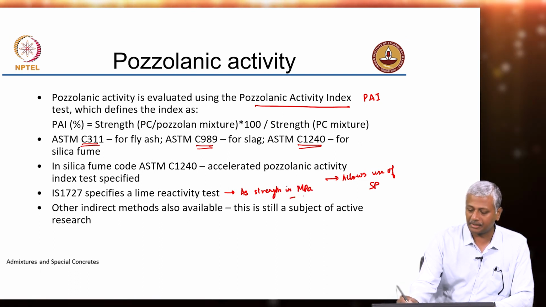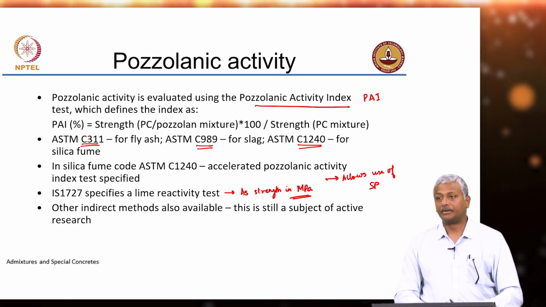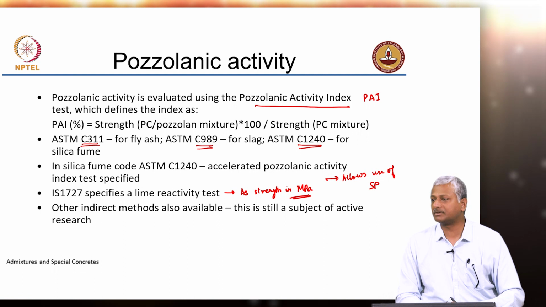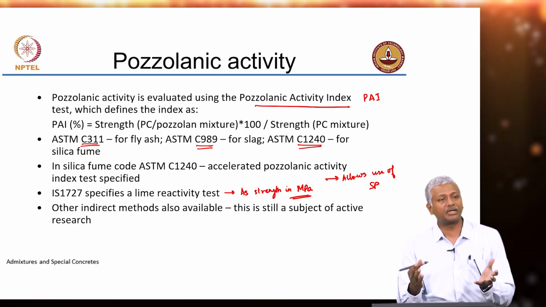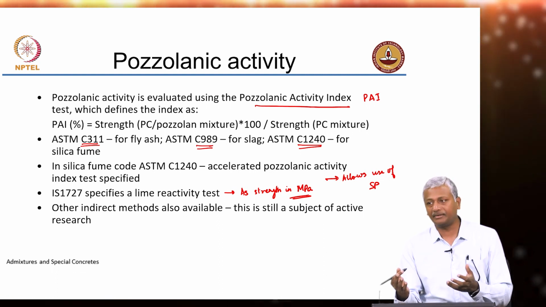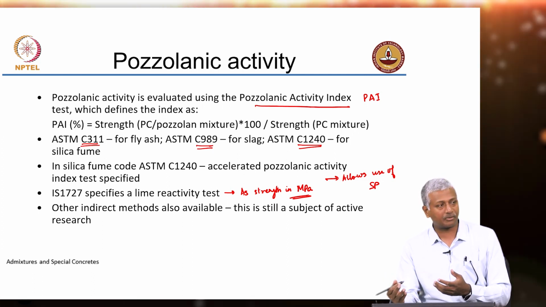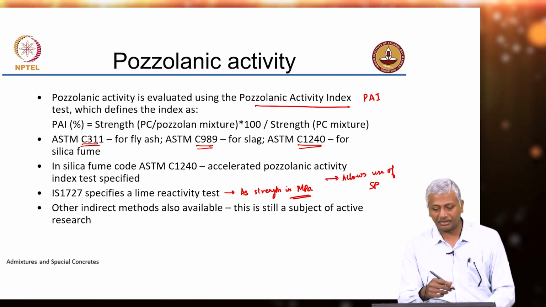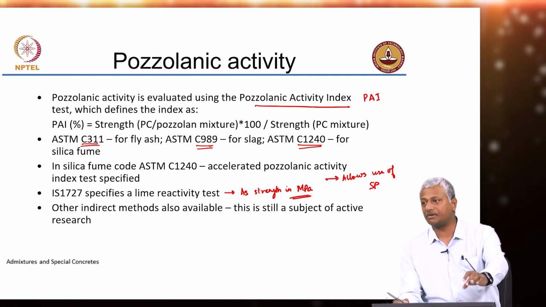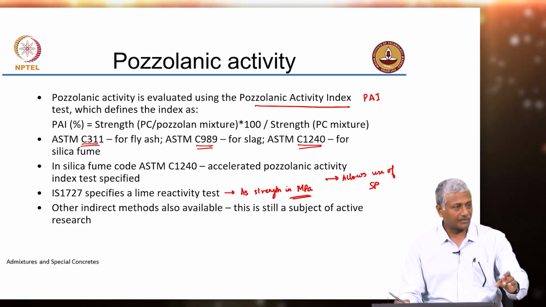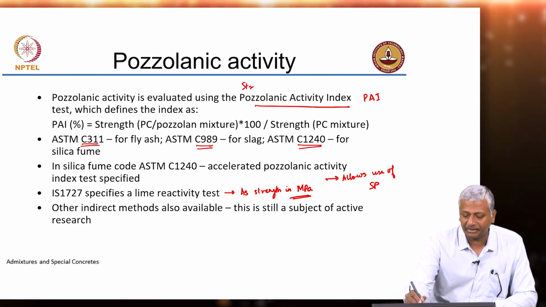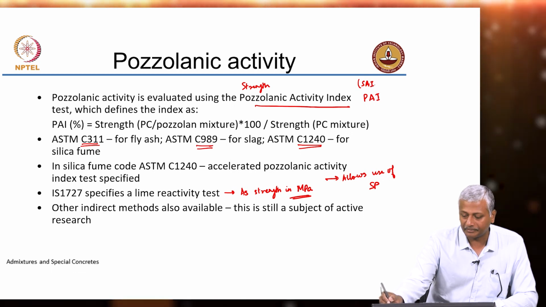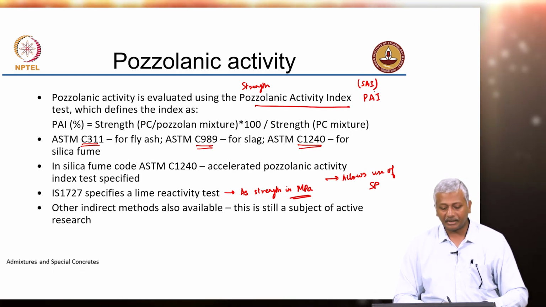We will look at this a little bit later in more detail. Lime reactivity is simply expressed as the strength of the cement mortar prepared by putting together a mixture of lime and the pozzolan. I will talk about the proportions later on, and then determining the strength, and the strength in MPa is the lime reactivity, not a percentage. Pozzolanic activity index test describes a percentage, or sometimes it is also simply called strength activity index test, strength activity index, SAI. Okay.